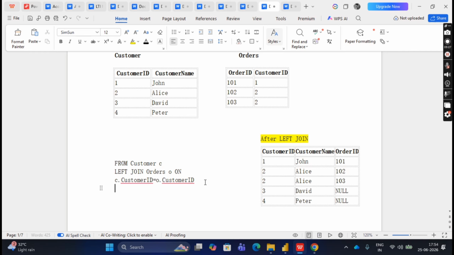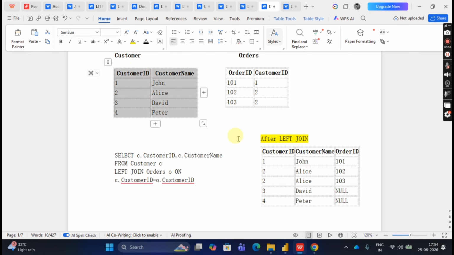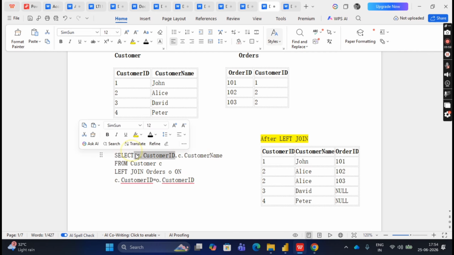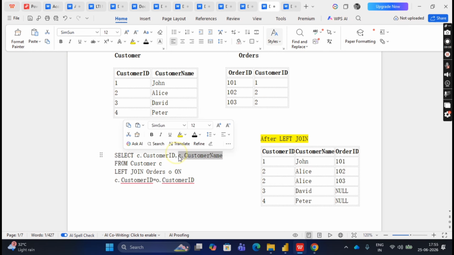So select C.customer_ID, C.customer_name, because we are fetching the customer ID and customer name columns from the customers table, right? Both the tables are joined, but while referring to particular columns from a particular joined table, we should be using this alias. So C.customer_ID basically refers to the customer ID column from the customer table. So C.customer_ID, C.customer_name.